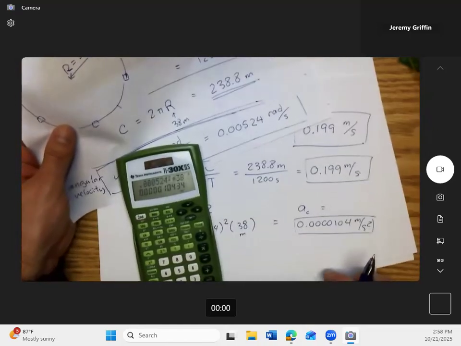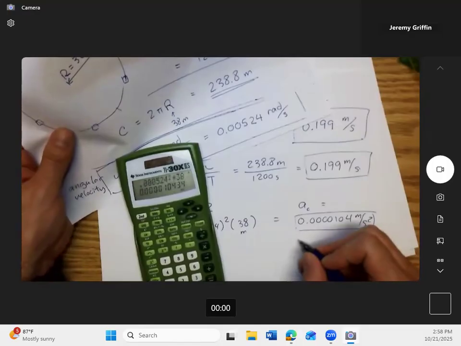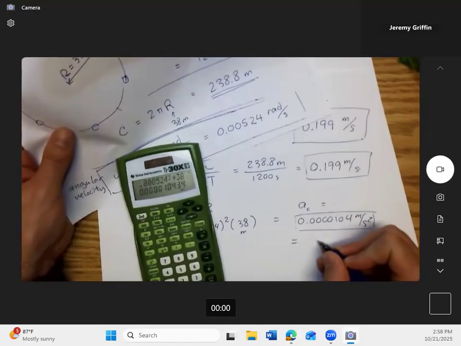Can it possibly be reasonable to write that in scientific notation? That's a lot of zeros. Yes, how can you write that in scientific notation?